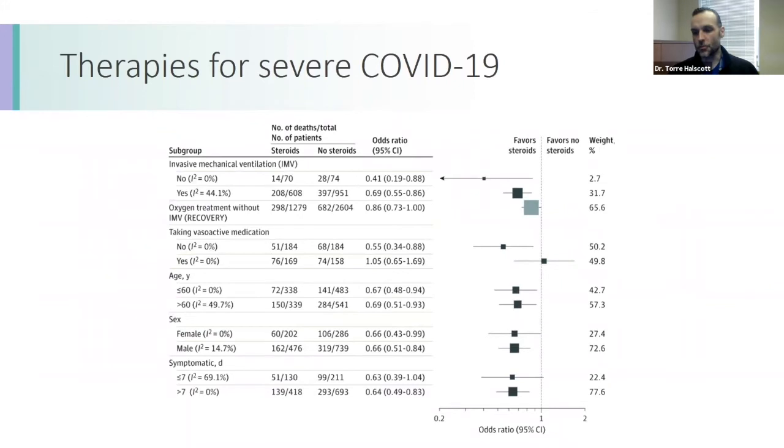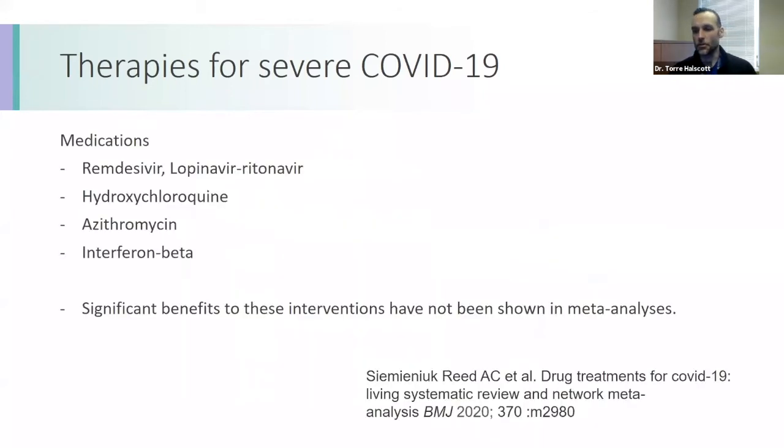This is looking at subgroup analysis for other outcomes for mechanical ventilation, need of pressors, and symptomatic benefit, and also showing the same thing, that there are improvements with steroid use. So I would say liberally use those as needed for your patients who are admitted for COVID-19.